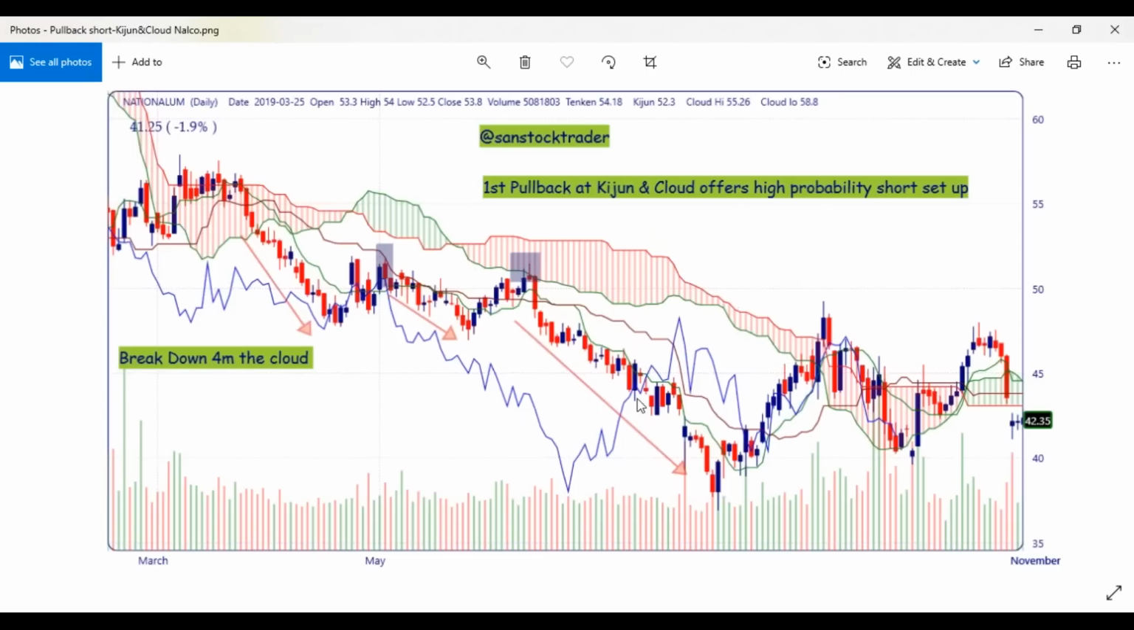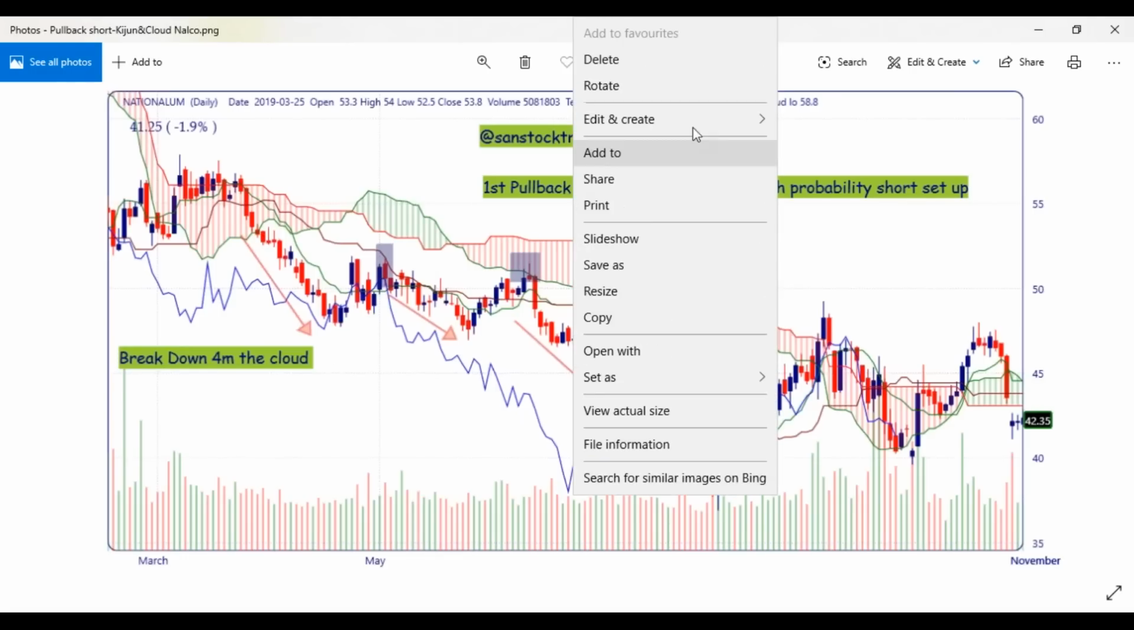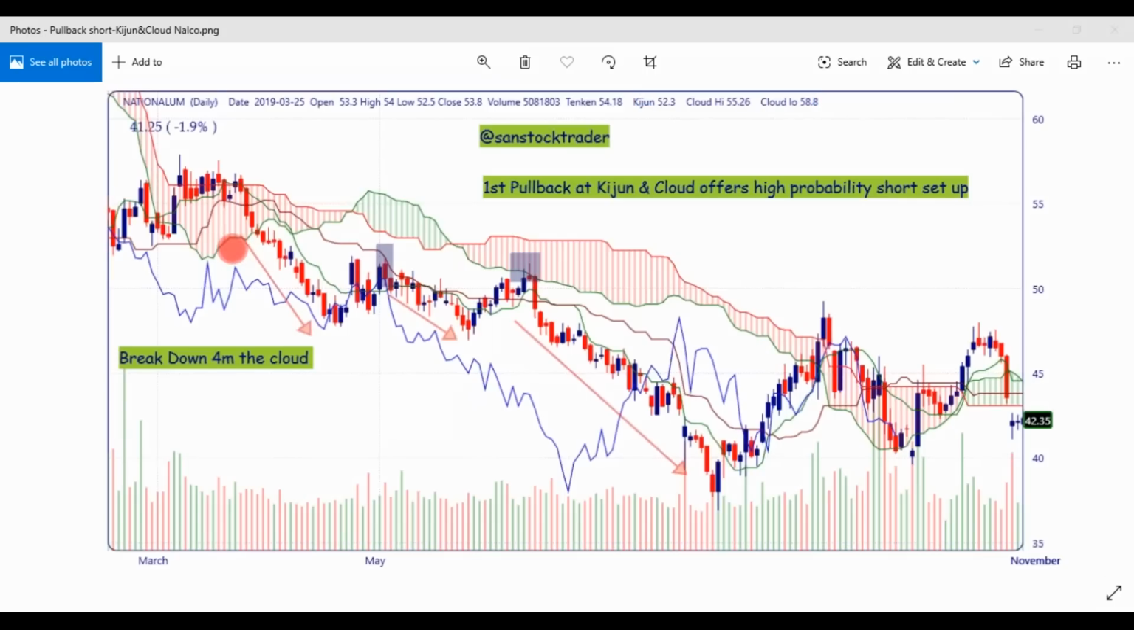So okay, once again, this is the national aluminum chart. Here also, after breakdown, price took resistance at Kijun-sen and again followed by a nice fall from that entry point. Then here it touched the Tenkan-sen, got rejected. One more time touched the Tenkan-sen, rejected, and below this swing low was a short entry. That also worked out very well.